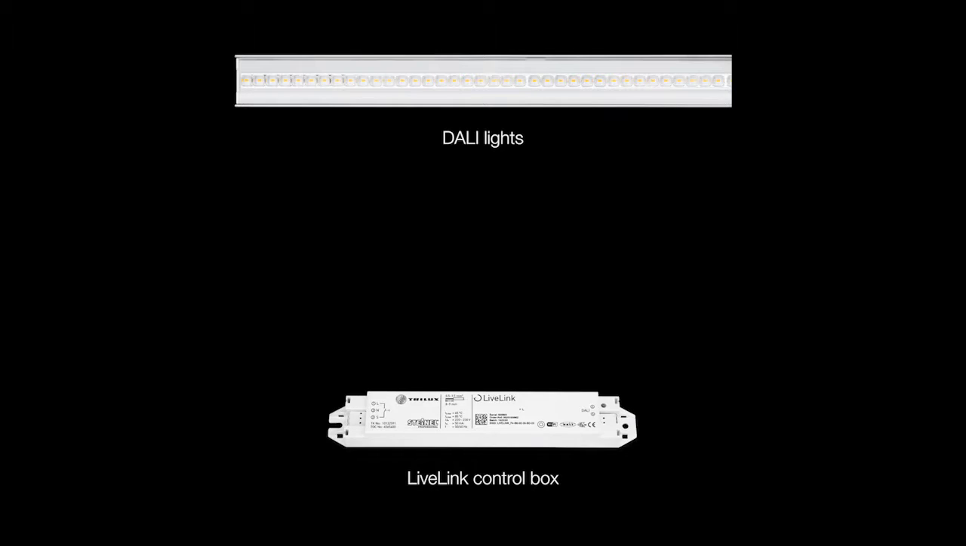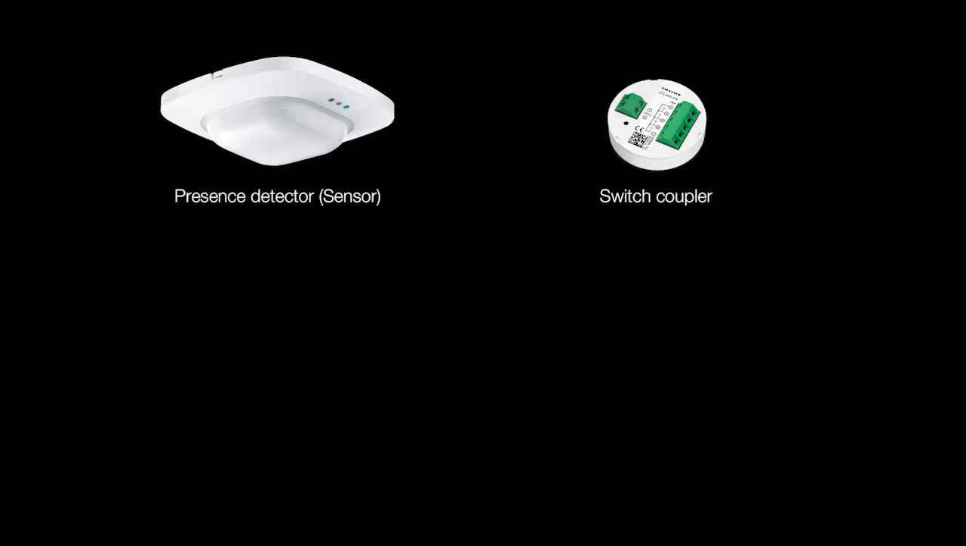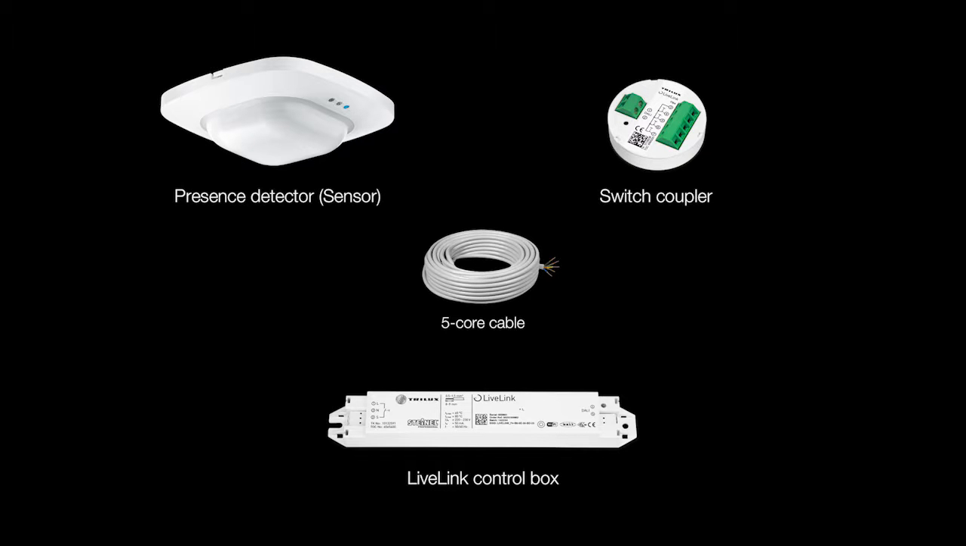Wiring up the system couldn't be easier. Connect the DALI lights and the control unit using a 5-core cable. Connect the phase conductor, neutral conductor and protective earth conductor, as well as the 2 DALI bus lines to the lights and to the control unit. The sensor and switch coupler are connected to the control system via DALI bus lines. Congratulations, you have finished wiring up your LiveLink.